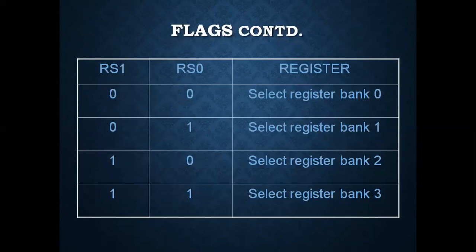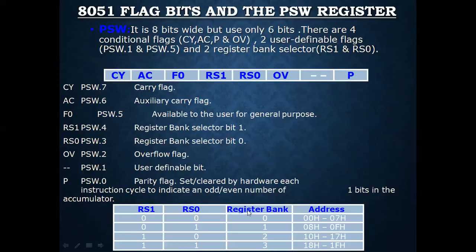When RS1 and RS0 are both set to 0, register bank 0 is selected by default. When 0 1, it selects register bank 1. When 1 0, then register bank 2, and when 1 1, then register bank 3. Now you can see these registers are stored here.